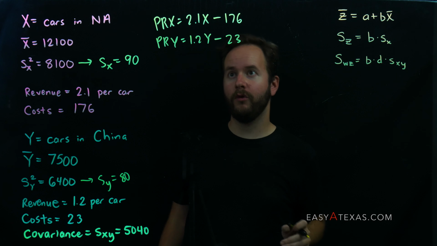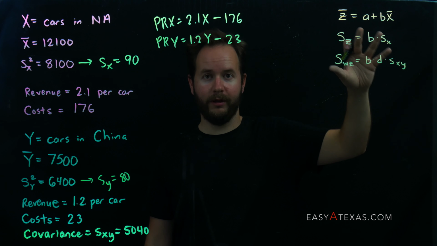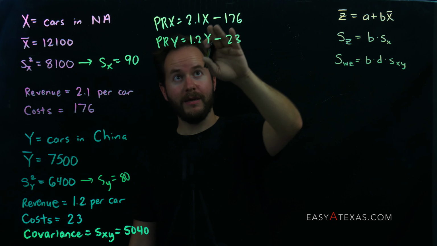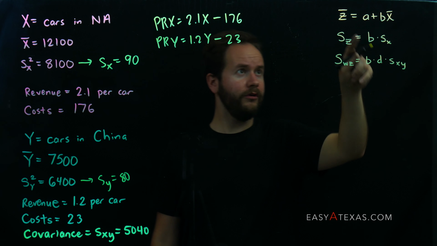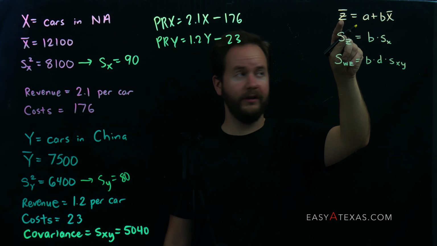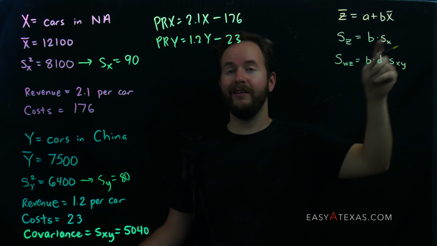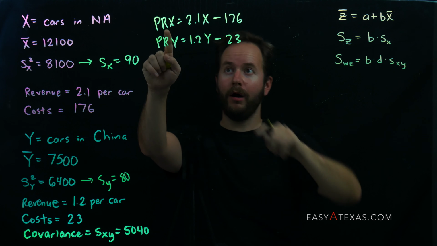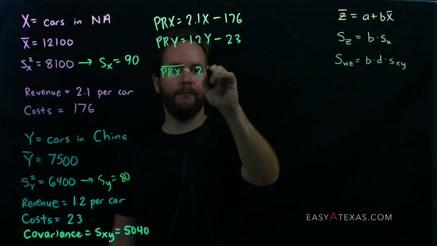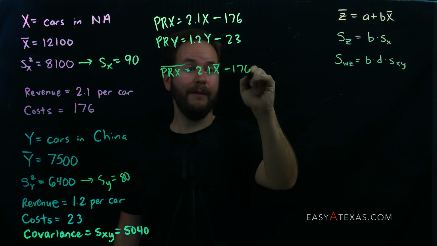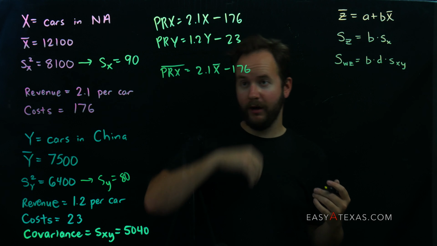Okay, now that we have equations, we're going to use these formulas to relate the mean of X to the mean profits of X. So here's how we're going to do that. Notice that this equation has a bar over Z and a bar over X. That's the exact same thing we're going to do here. We're going to put a bar over our PRX, and we're going to put a bar over our X. Not much has changed. All we did was put a bar over PRX and a bar over X.